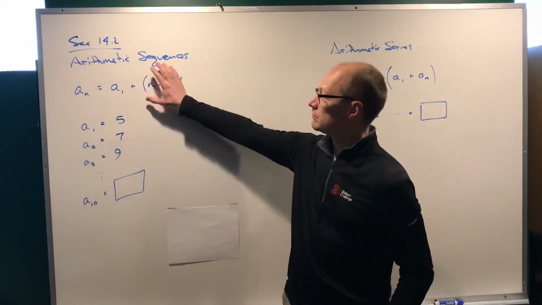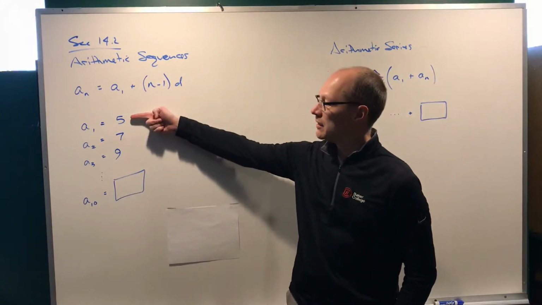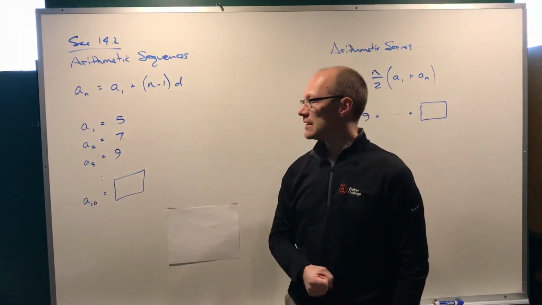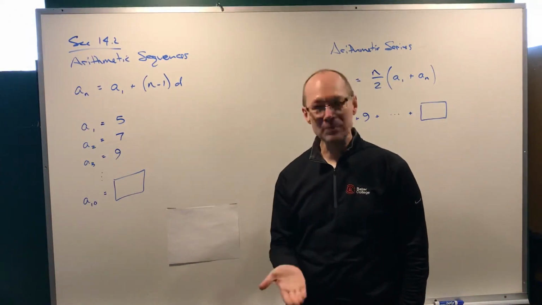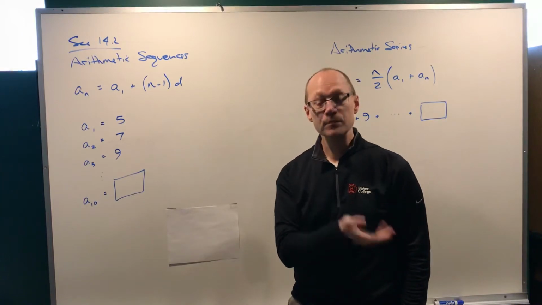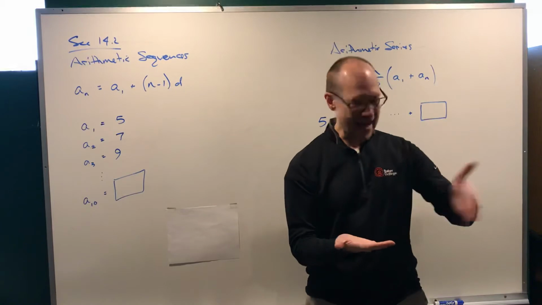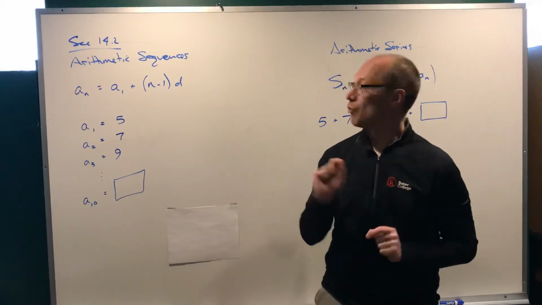For instance, this right here: if my first term is 5, my second term is 7, my third term is 9, what am I continually, repeatedly adding each time? It's 2, right? So that's the idea: I'm always adding that same amount. So this is why the formula works.